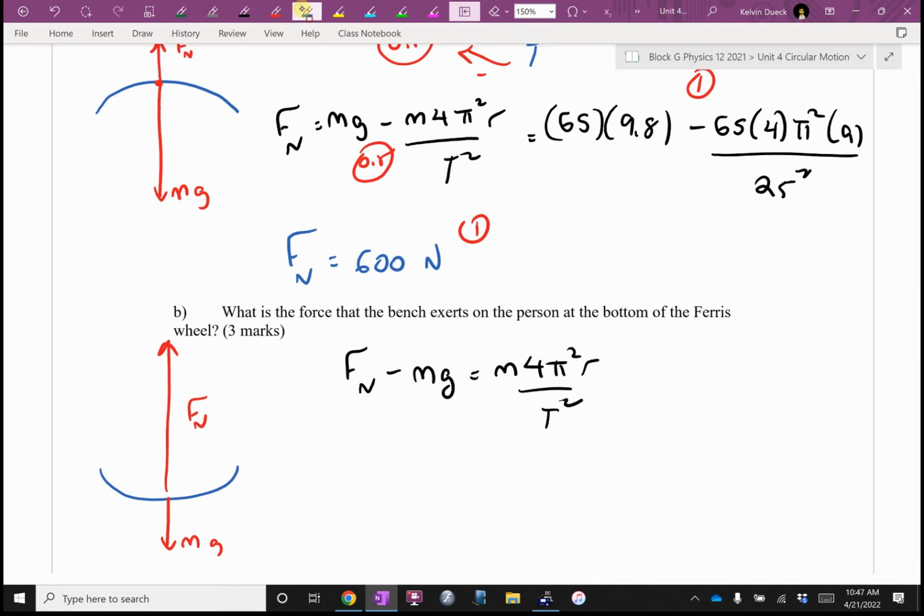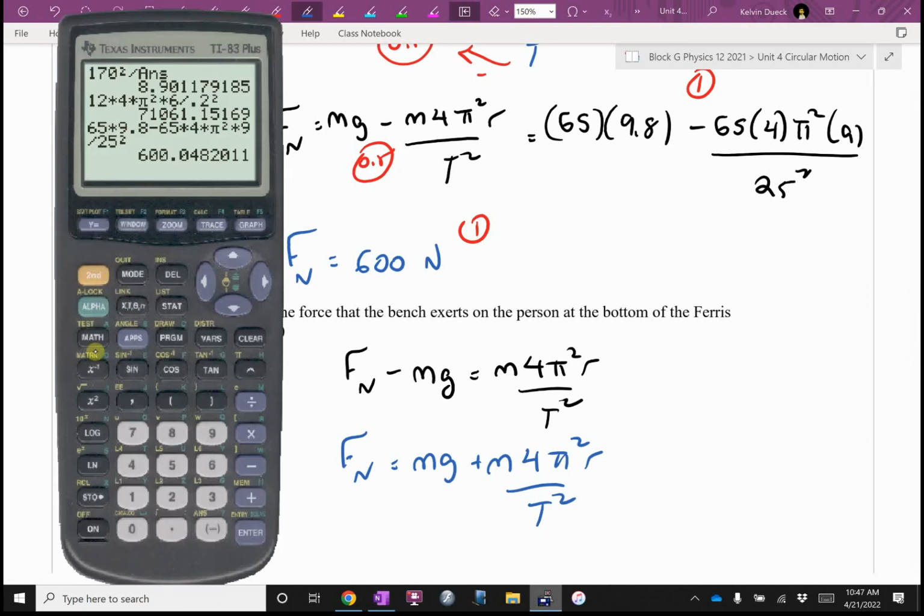Add the mg over. Mr. Dewick, you wrote mg plus m 4 pi squared r over T squared. Could I have written them the other way around, m 4 pi squared r over T squared plus mg? You could have, but I was so lazy. I couldn't help noticing that all the numbers are the same, and all I really need to do is change the minus sign to a plus sign, but otherwise it's exactly the same typing. I spotted that, so I set it up the same way.